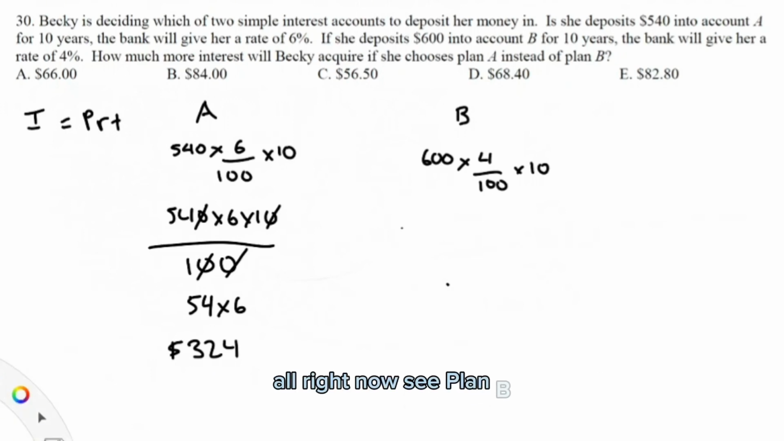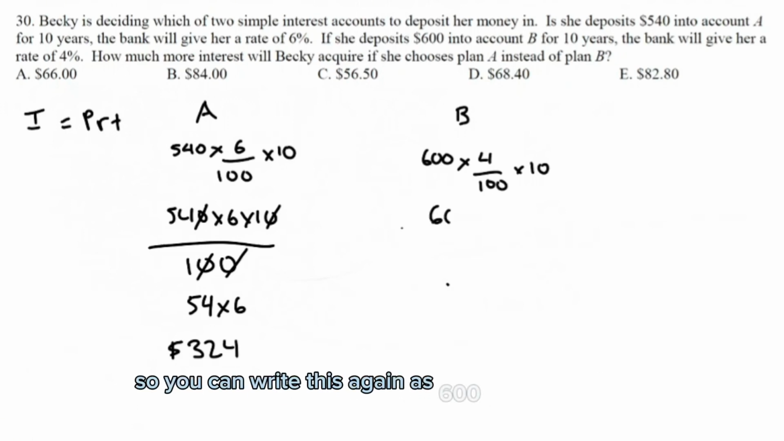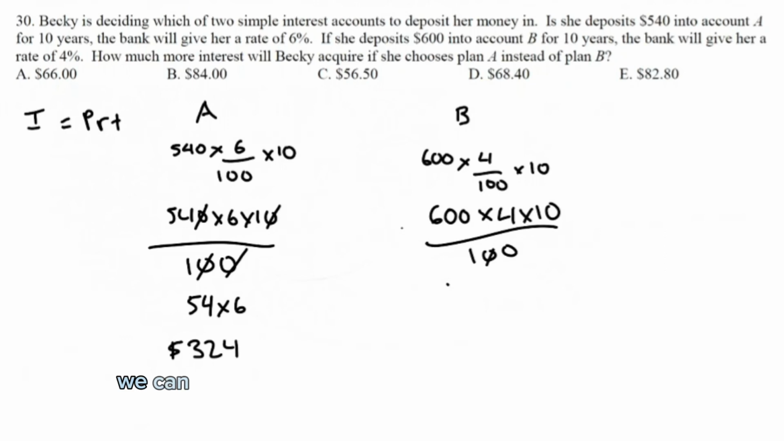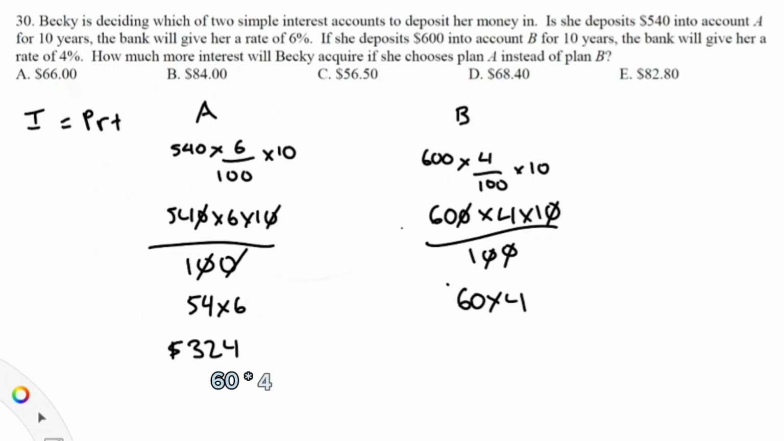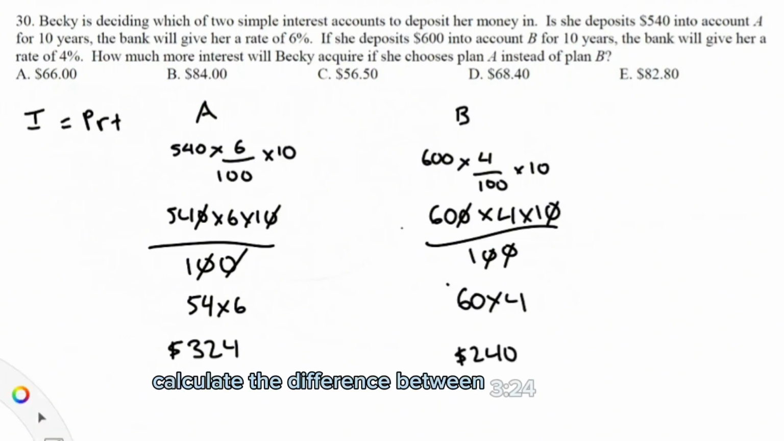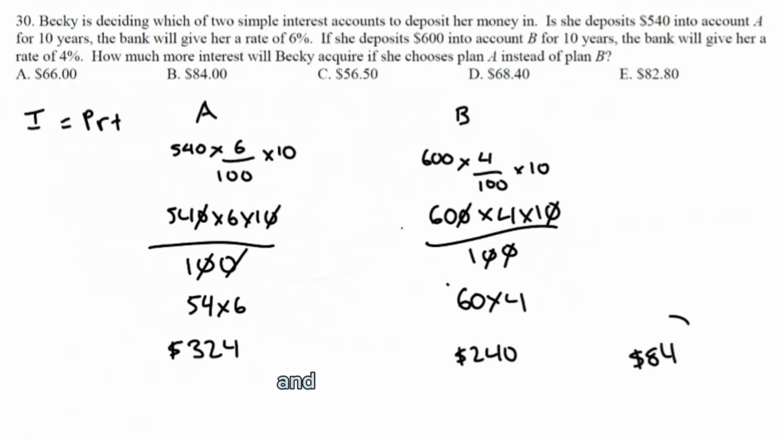Alright, now let's see plan B. So we can write this again as 600 times 4 times 10 over 100. We can cancel out these 2 zeros to make it 60 times 4 times 1. 60 times 4 times 1 is the same thing as 60 times 4. 60 times 4 is $240. Now we just need to calculate the difference between 324 and 240, which is $84. And that's your answer.